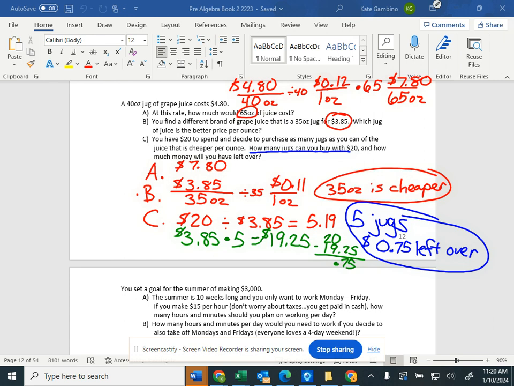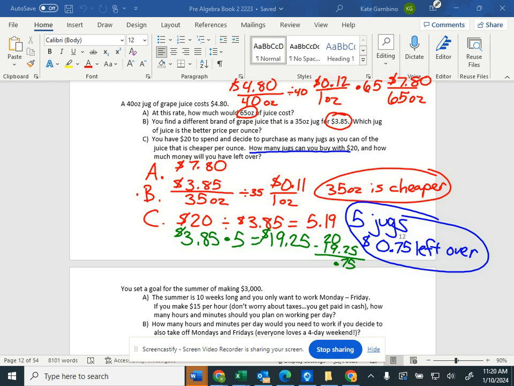So these are not easy peasy questions. Some of them are. Oh, I know how to find the unit rate. I've done that. But then we have to stop and think, what math do I have to do to solve some of these? What answer am I getting? Is it money? Is it jugs? Okay, so you really have to think this through. Any questions on what we're doing today?